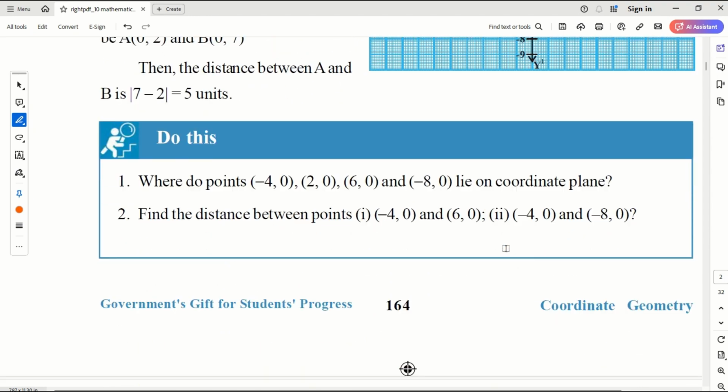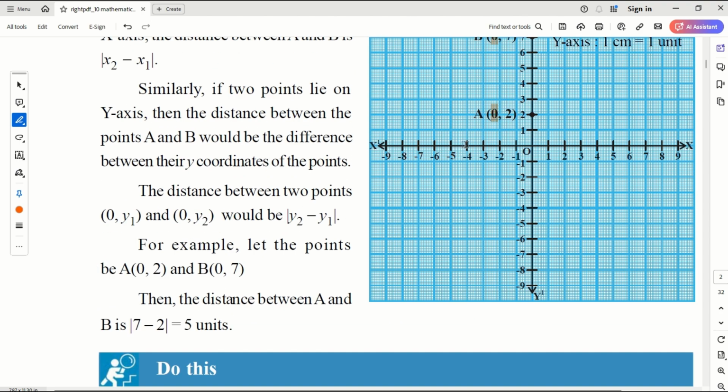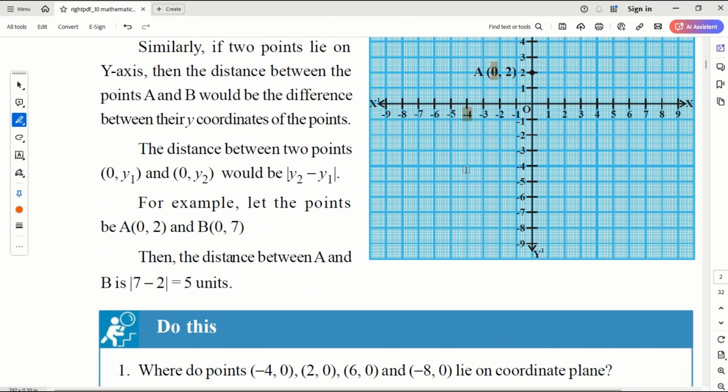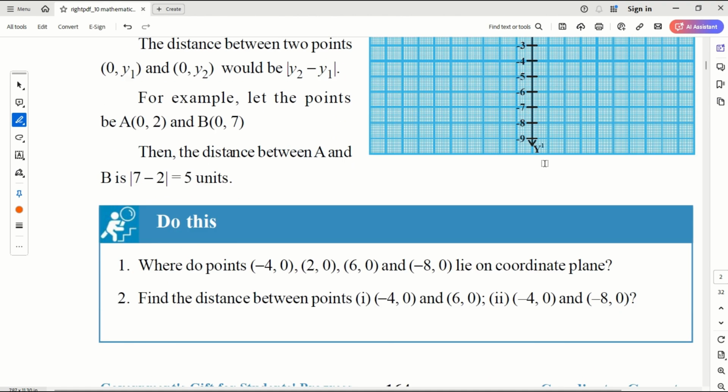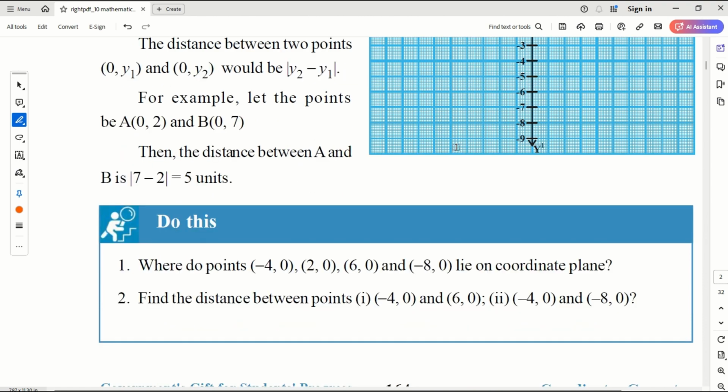Okay. Now let's just do a simple exercise. Where do these points lie on the coordinate plane? Minus 4 comma 0 and 2 comma 0, where y coordinate is 0. Correct? Y coordinate is 0. So they lie on x axis. Correct? Suppose minus 4 comma 0 is here. It comes here. Okay. And 2 comma 0 is here. Okay. 6 comma 0 here. Minus 8 comma 0 is here. Okay. So these are the points for this one.